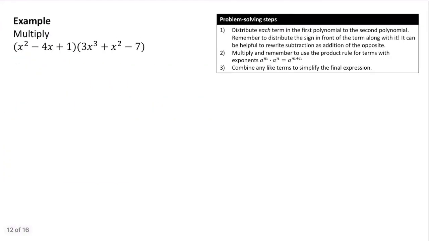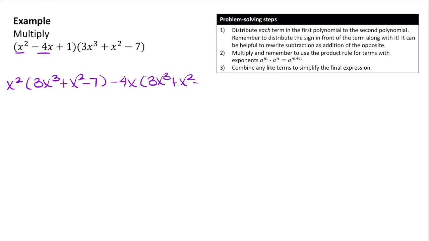So now let's try just another one just to make sure we've got this. Like I said, it doesn't matter how many terms we have. We just keep repeating this process, right? So I'm going to do x squared times 3x cubed plus x squared minus 7. And then we do minus 4x times 3x cubed plus x squared minus 7. And then plus 1 times 3x cubed plus x squared minus 7.